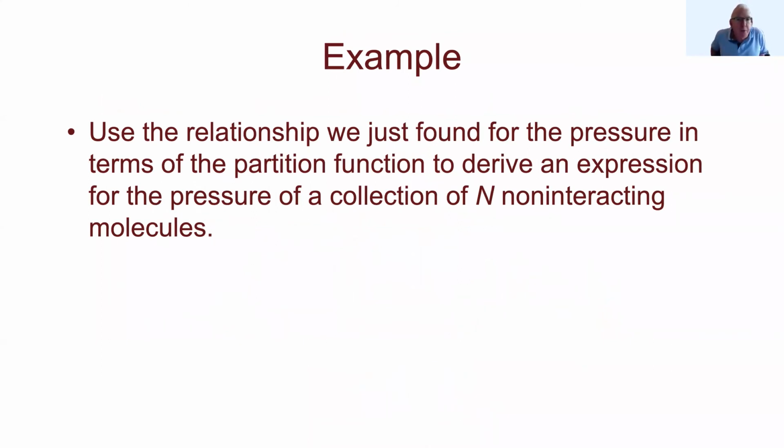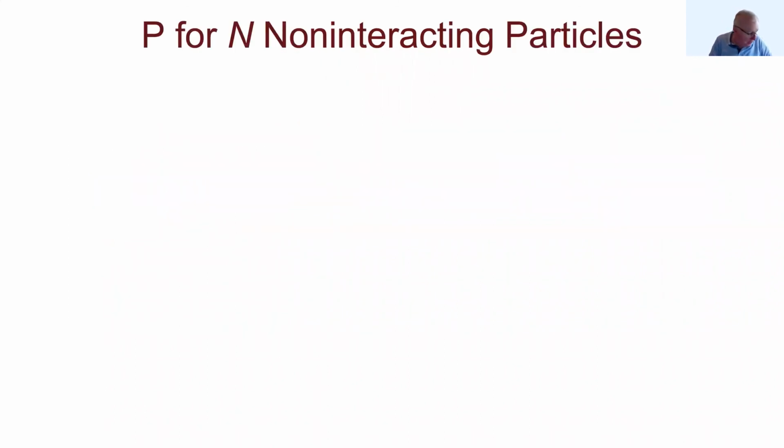Okay, so I'm going to use that relationship that we just got for the pressure, and we're going to try to derive an expression for the pressure of a set of N non-interacting molecules. A set of N non-interacting molecules would in fact represent an ideal gas of N molecules, right? And so we know what the pressure should turn out to be because we know the ideal gas law. So we'll be able to check how our result compares to what we should expect, okay? So here are the things I need.